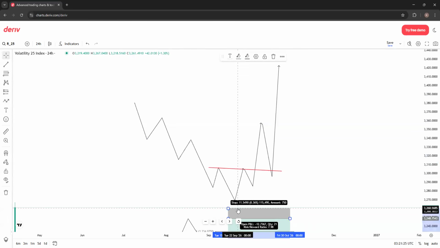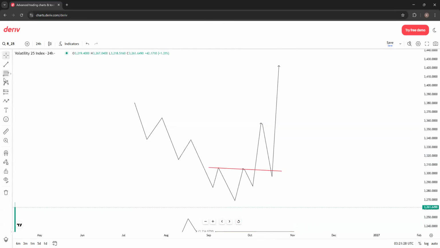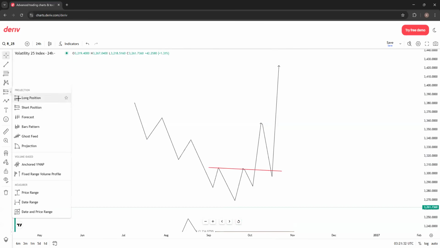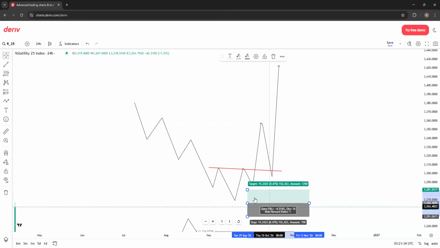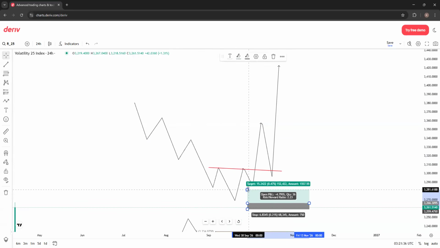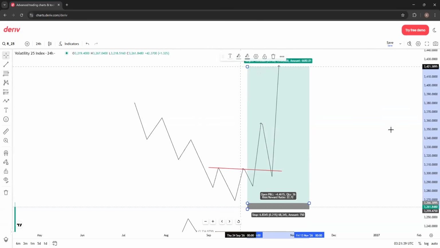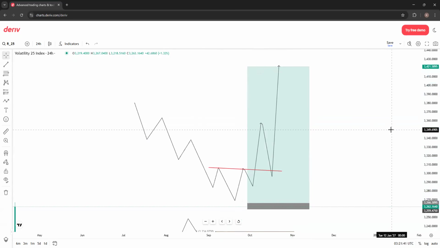Okay, let me remove this here so that it doesn't affect us. Where is our stop loss? Our stop loss is just below the high, and then we let our trade play.